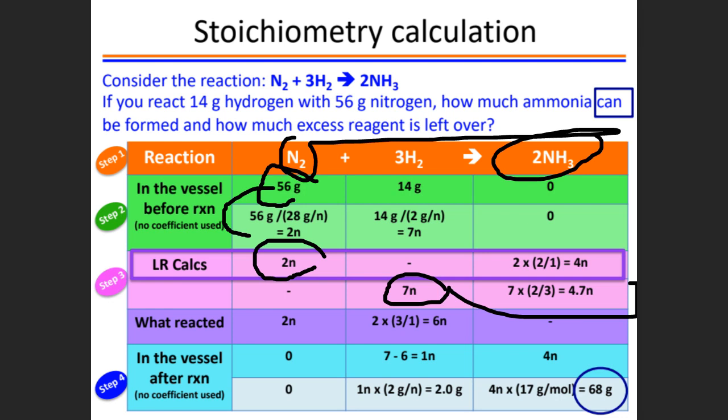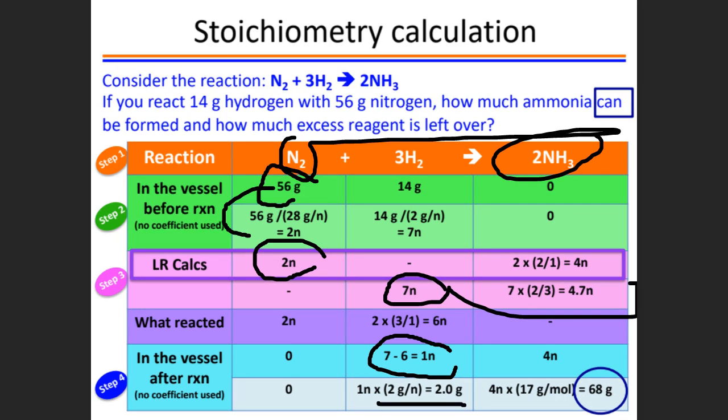So we have 2 questions. How much ammonia can be formed and how much excess reagent? So excess reagent, 4.7 minus 4, correct? 0.7. So those 0.7 is here. So you can subtract what reacted and you can find out. Here we go.